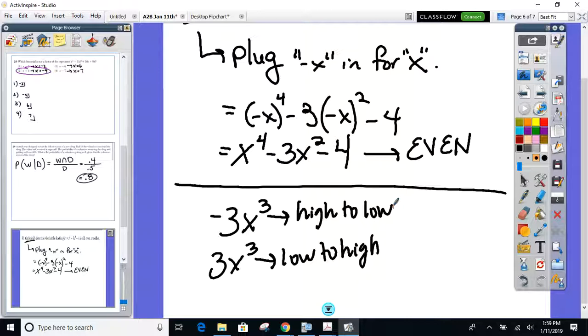Okay, if it's neither, it didn't come out to be the same, and it didn't come out to be the opposite. Neither then. And also you can always do a quick check on your calculator. Because remember, if it's even, symmetric with the y-axis, odd, symmetric with the origin. Okay?